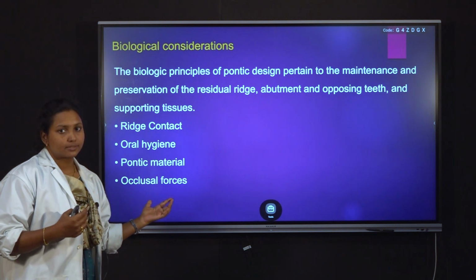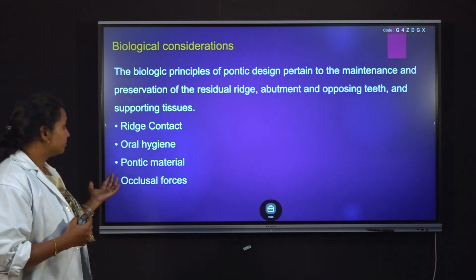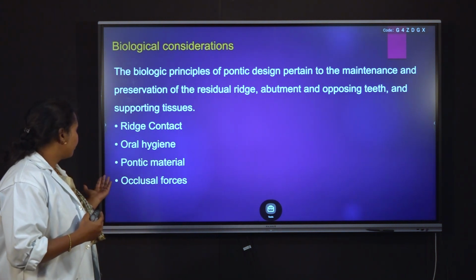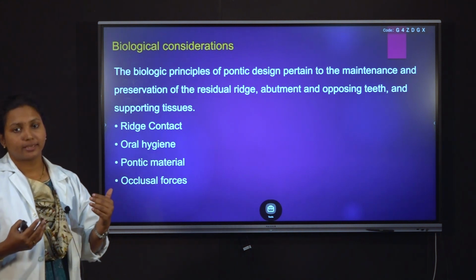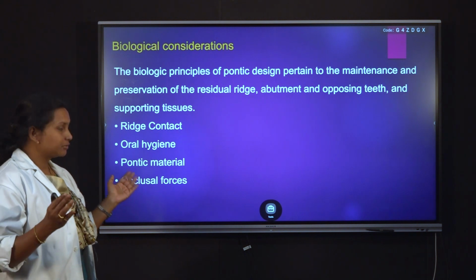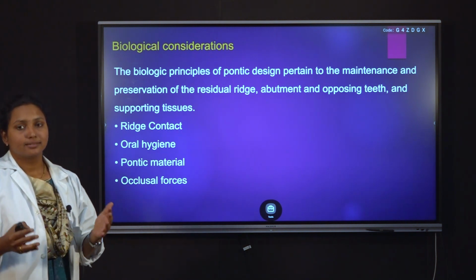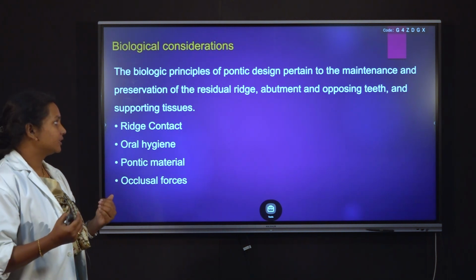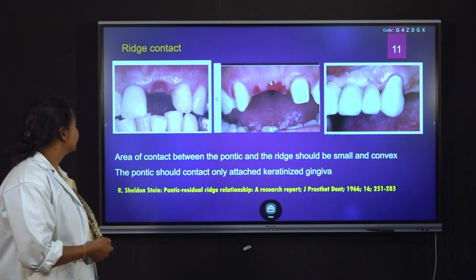And occlusal forces should be minimal, because whatever forces the Pontic takes will be distributed to the abutment teeth. So we will reduce the buccolingual width of the Pontic such that there will be less occlusal forces transmitted to the abutment teeth.